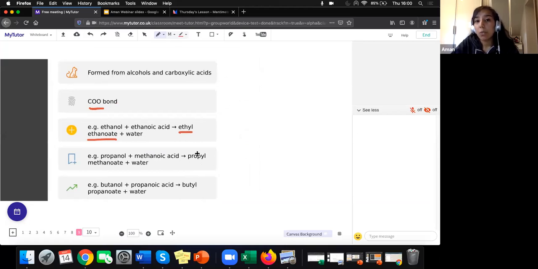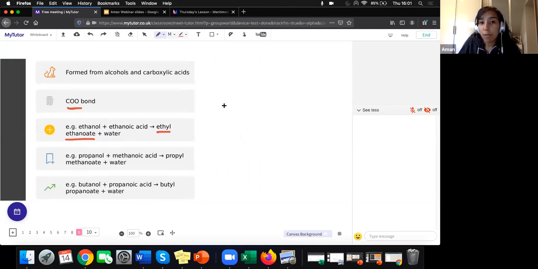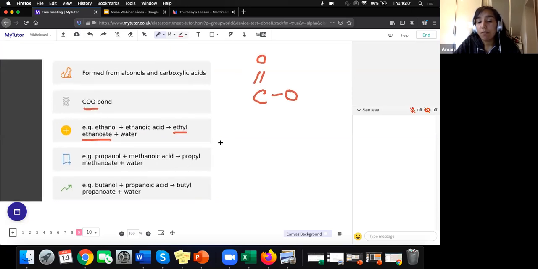So we've seen the OH bond in an alcohol, we've seen the double carbon bond in an alkene, and we've seen the C double bond O OH bond in a carboxylic acid. In an ester, it's almost a mishmash of all of them. You have a C double bond O O bond. So that's the ester bond that you need to know about. And it's really important in esters. It can be a bit confusing when you're drawing them. And I think the reason AQA only asks you to be able to draw ethyl ethanoate is because it can be a bit confusing. So I'll draw ethyl ethanoate first.